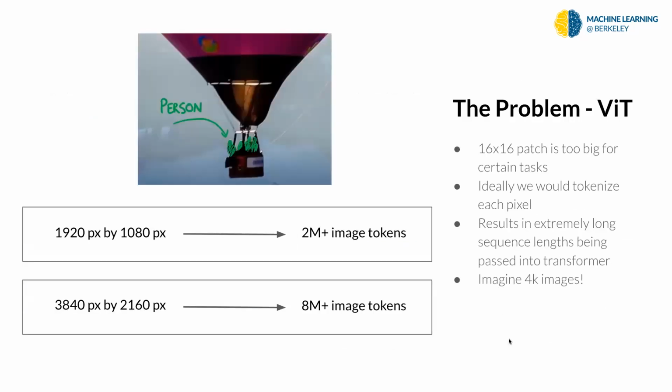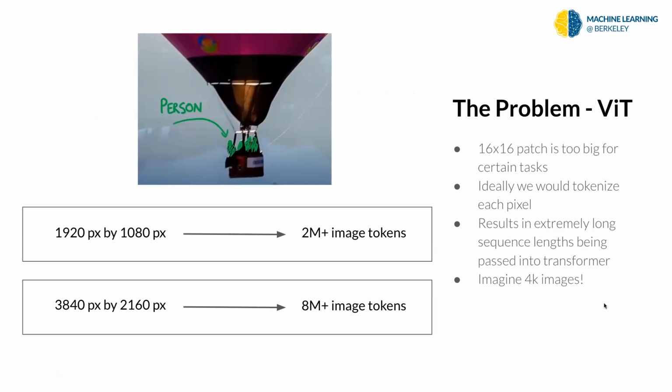Ideally, something that we can do is tokenize each pixel, but this results in extremely long sequence lengths being passed into the transformer, right? For a 1920 pixel by 1080 pixel HD image, we get 2 million plus tokens if we treat each of these as its own token. And for 4K images, we have 8 million plus image tokens. This becomes extremely computationally inefficient, especially the process of calculating self-attention.